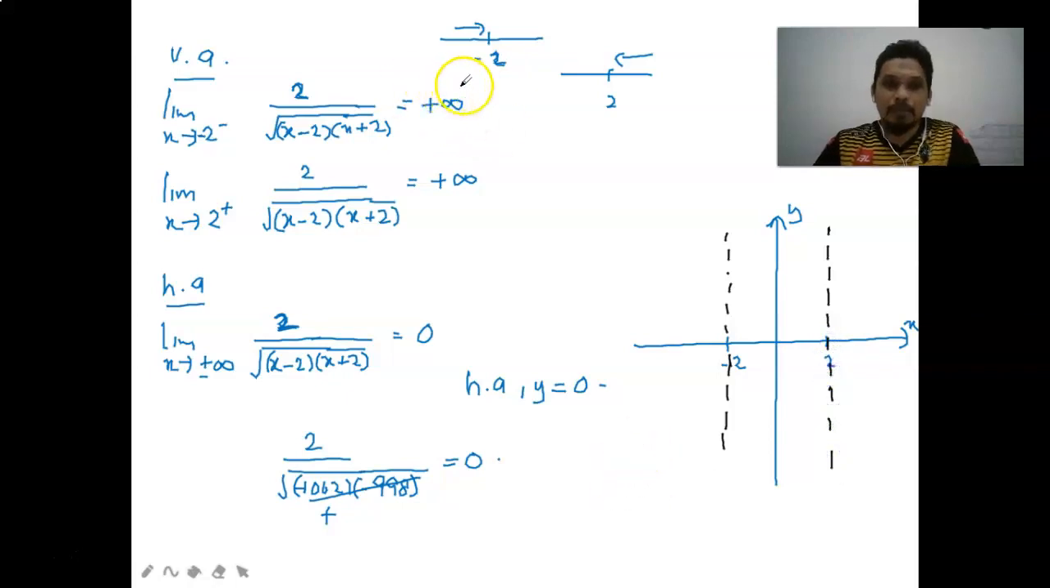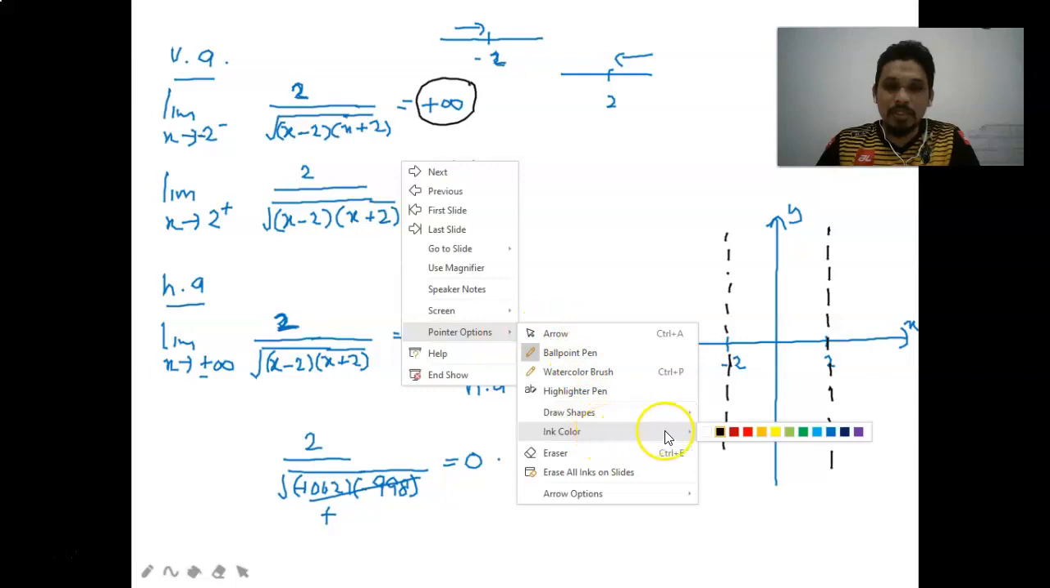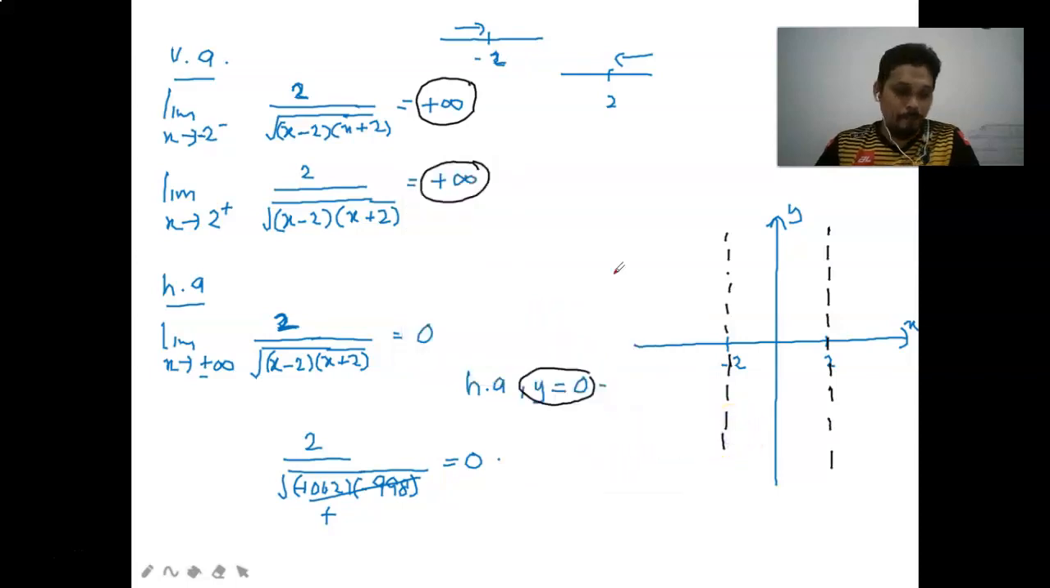Okay, so from this and this, and also the horizontal asymptote, which is y equal to 0. Let's now sketch the graph of this. Okay, by the way, class, do you realize that there is no graph in between negative 2 and 2, right? There is no graph in between here. Why? So simple.